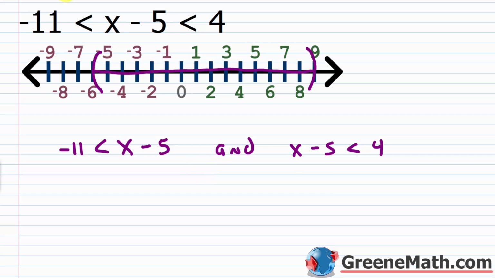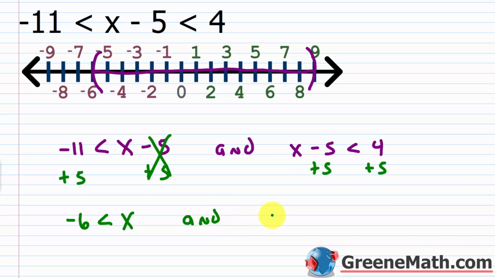So what I would do is just add 5 to each side of the inequality here. So -11 plus 5 is -6. This is less than. This cancels. You just have x. So then again, you have the keyword and. Here you add 5 to each side of the inequality. So you get x is less than 9. So we have that x is greater than -6 and x is less than 9. So in other words, both of these have to be true.